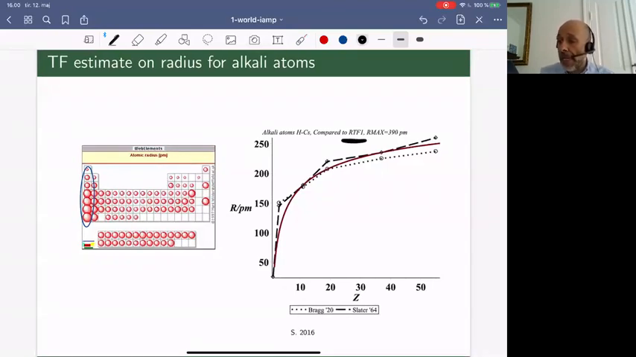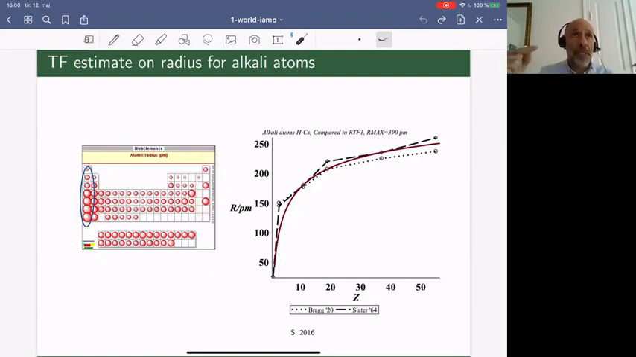So what I was saying before was that to define the radius mathematically, you may want to say it's where you have only one electron. Now for the alkali, remember the alkali atoms are the ones where you have a noble gas and you add one more electron.